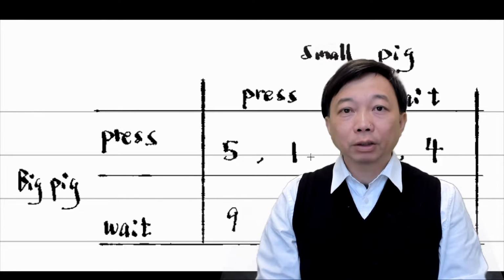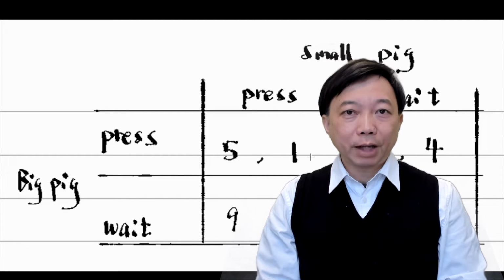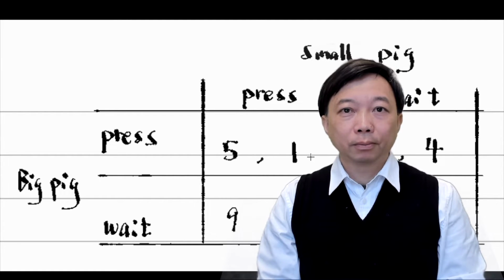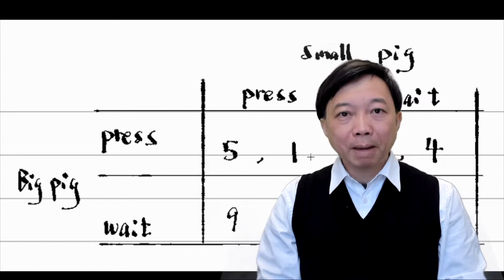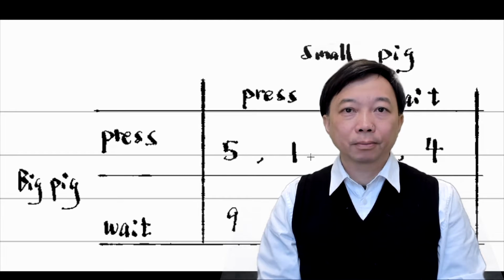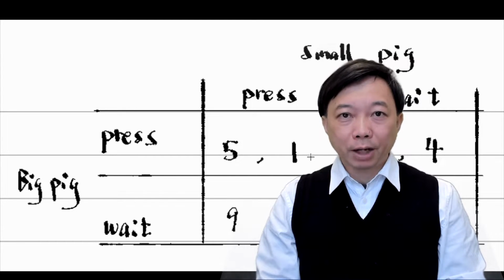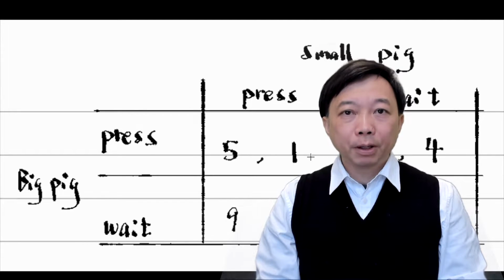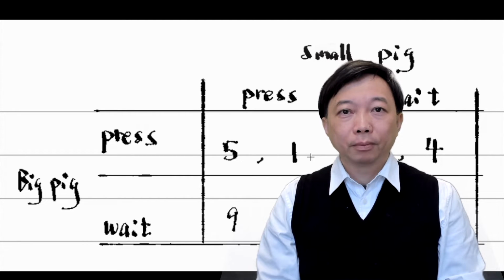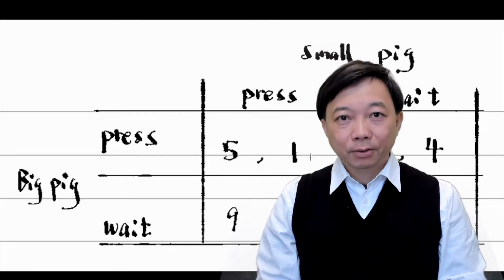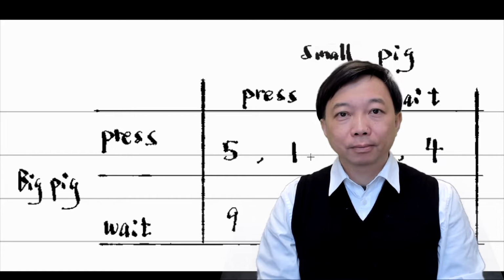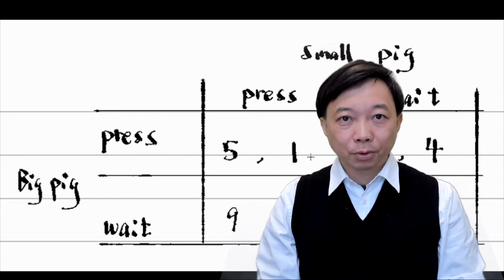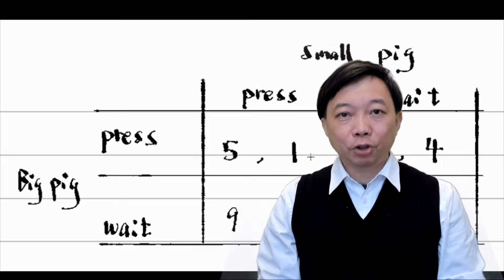We can think of what the pigs will actually choose. We assume that the pigs are rational. That is to say, the pigs always choose the action to maximize their utilities. We also assume that both pigs have complete information about the game. In other words, both pigs know each other's strategies and all possible payoffs. Under these assumptions, we can figure out the pigs' decisions.